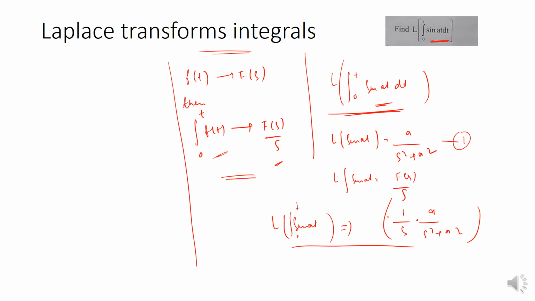So here f of s was a by s square plus a square into 1 by s. I hope this is understood. Very simple property. Now this is a very interesting property: f of t gets transformed to f of s, then t into f of t gets transformed as minus dou by dou s of f of s.